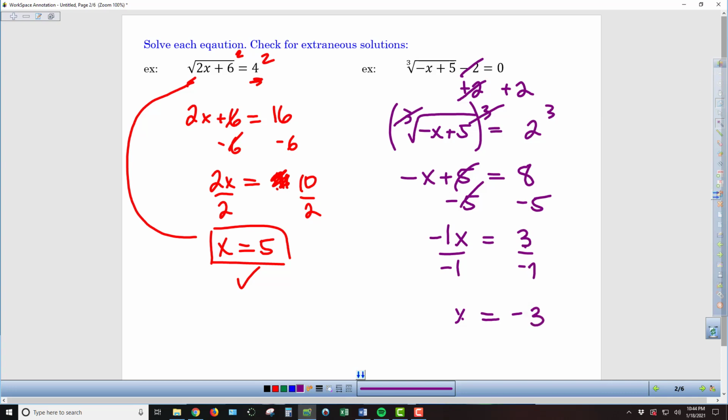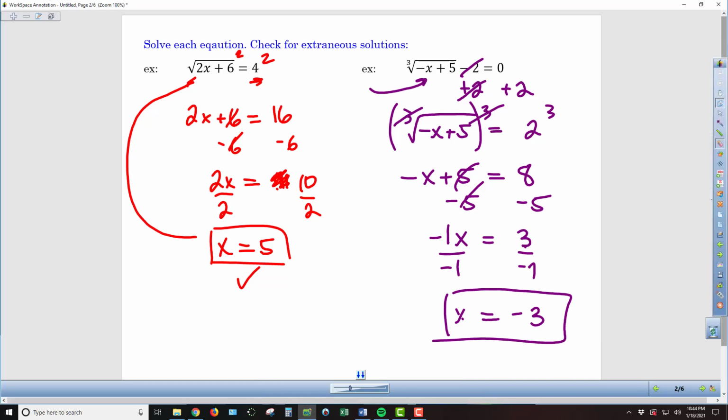And so we can go ahead and double check to make sure that that answer works. If I plug negative 3 in for x right here, negative 3 becomes 3. 3 plus 5 is 8. The cube root of 8 is indeed 2. And then 2 minus this 2 right here does give me 0. So again, we've confirmed that this problem works. The solution we got works.